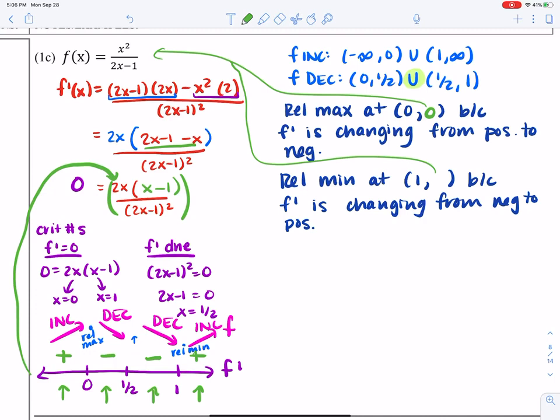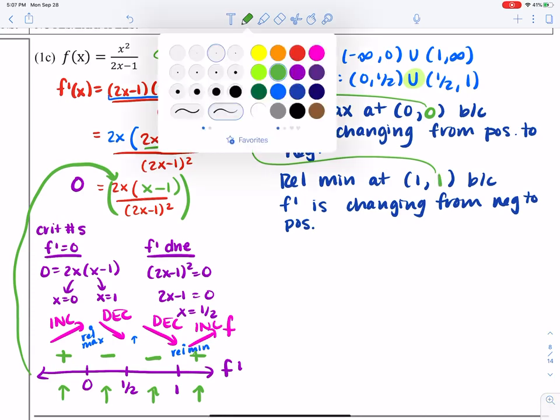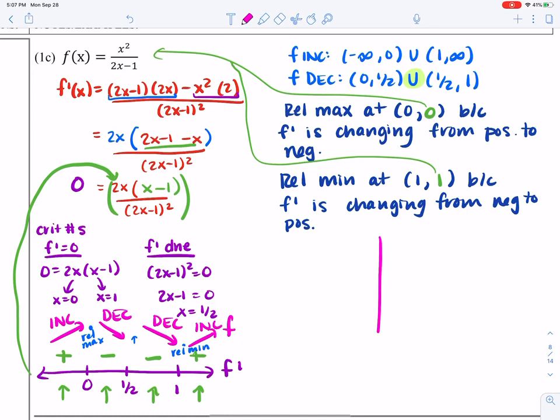my original equation. So if I plug in 0, I'm going to get 0. If I plug in 1, my numerator is going to be 1. 2 times 1 is 2. 2 minus 1 is 1. So I'm going to get also 1. So let's make a graph.